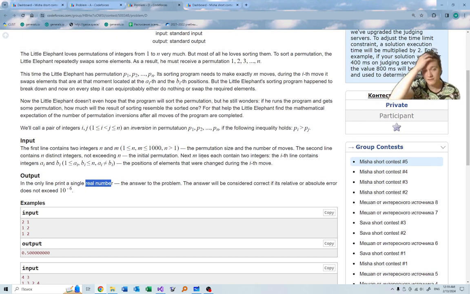Okay, mathematics. We have a permutation. We make some swaps. We need to find the mathematical expectation of the number of inversions.